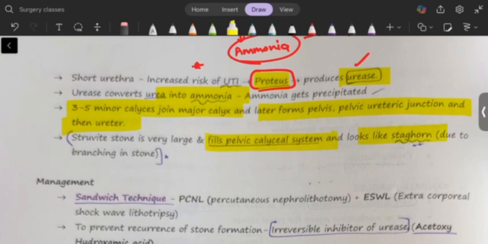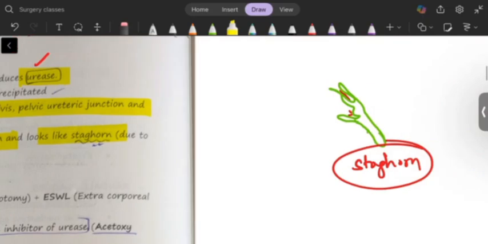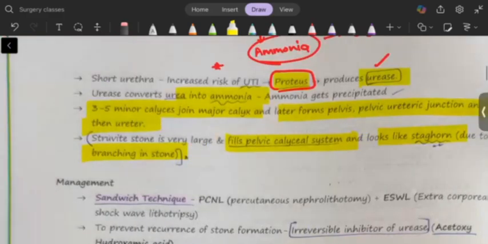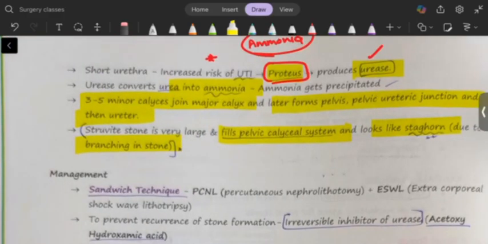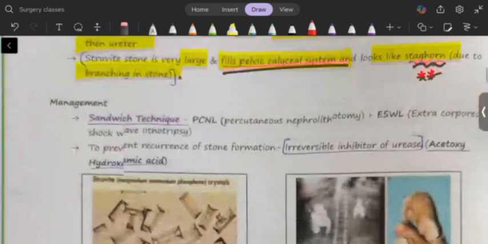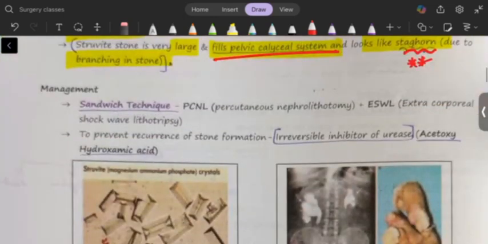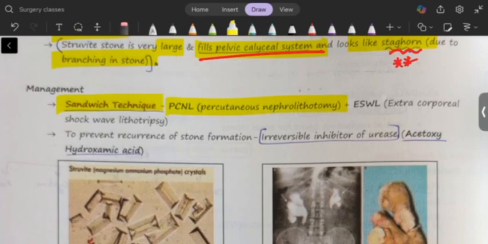Okay, this is also called as branching stone. I guess it is well understood now, I have tried the best possible way. So don't confuse with staghorn calculi. It is triple phosphate or staghorn calculi. It is a large stone and hence it fills the pelvic calyceal system and hence it appears like a staghorn. Okay, so what is the management in case of staghorn calculi then? Usually there is a technique called sandwich technique, that is percutaneous nephrolithotomy plus extracorporeal shockwave lithotripsy.